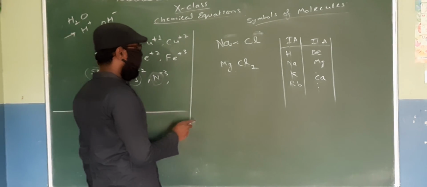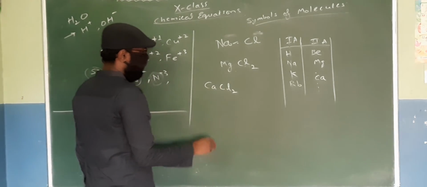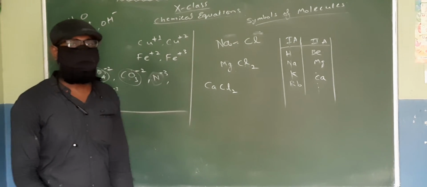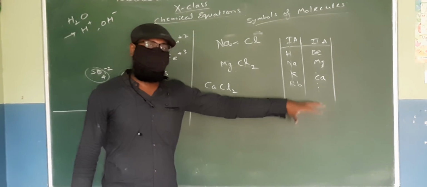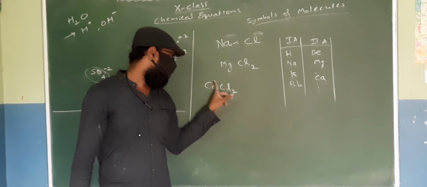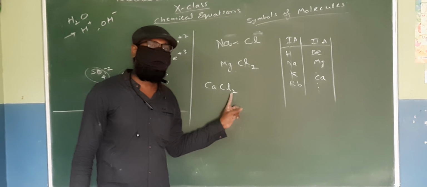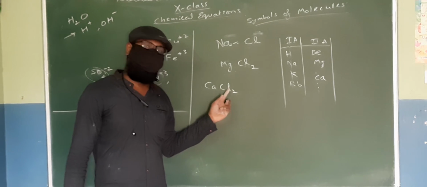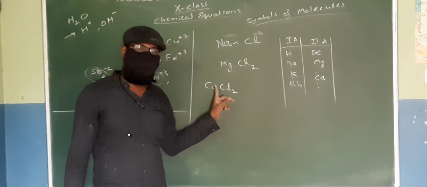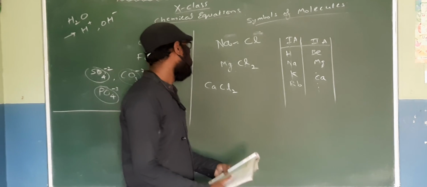Now, if I have to say calcium chloride, what will it be? Obviously, that is CaCl2. Calcium wants to lose 2 electrons, because calcium atomic number is 20. If it loses 2 electrons, it will get the same number of electrons as argon. So it loses 2 electrons, and chlorine wants to gain 1 electron, and another chlorine will gain 1 electron. Therefore, the bond is formed between 1 calcium and 2 chlorines, and this is CaCl2.